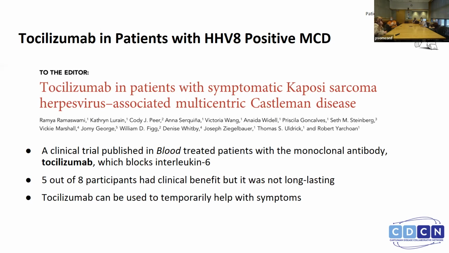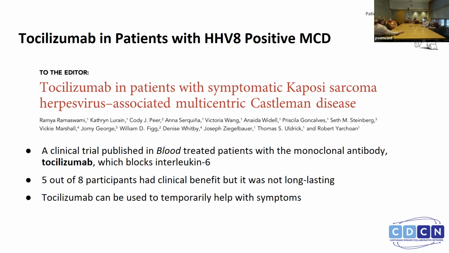And so tocilizumab, we did a small study of 8 participants who had HHV-associated Castleman disease. It really does very quickly normalize some people's labs. I think it normalizes some symptoms pretty quickly, but then things come right back. So it doesn't really work. It should not be used as a standard treatment for Castleman.